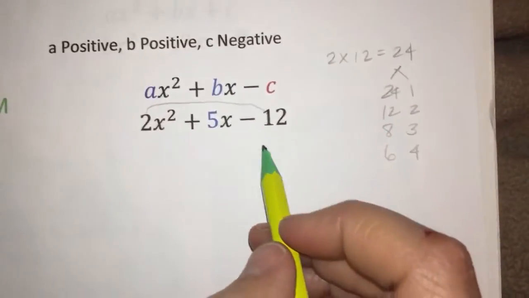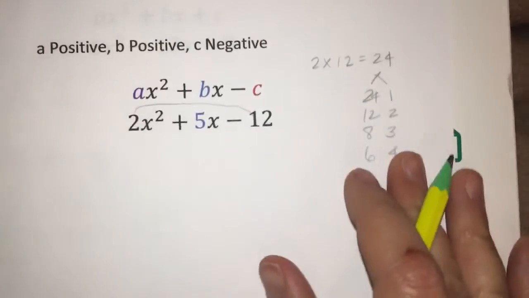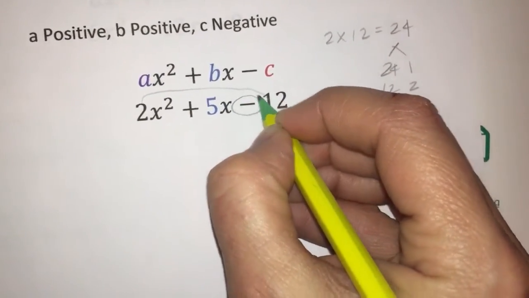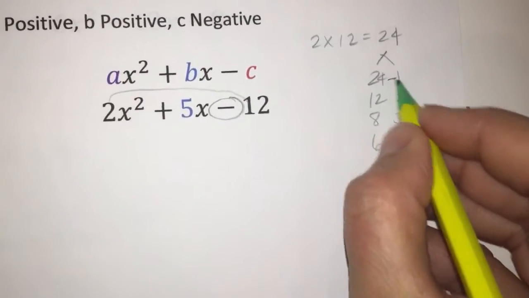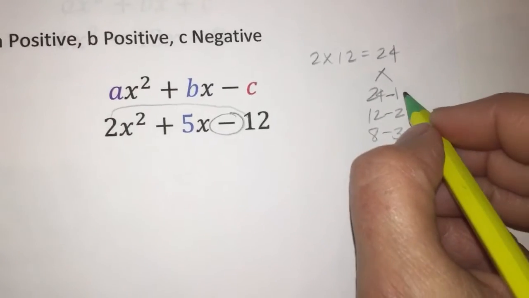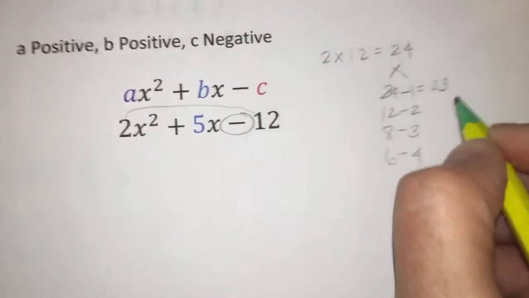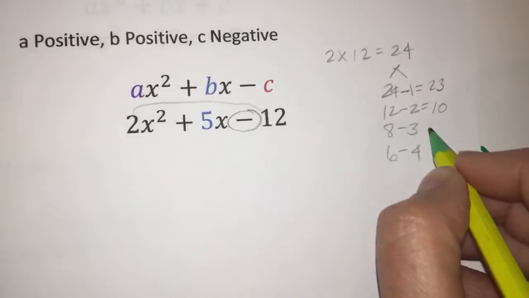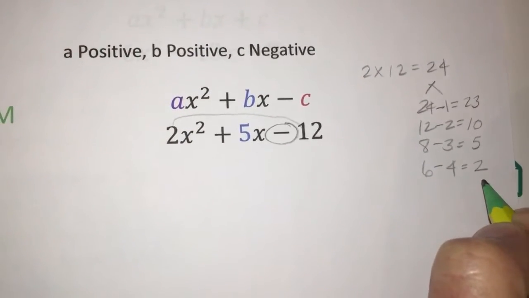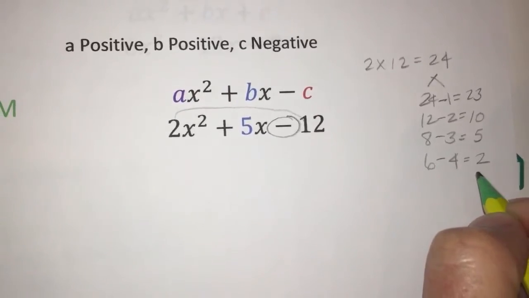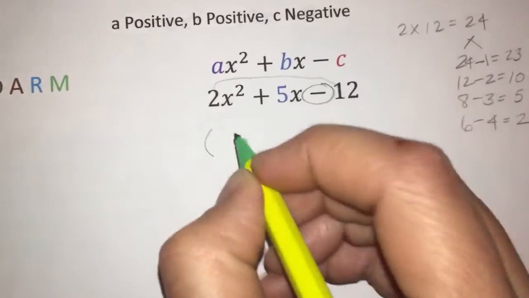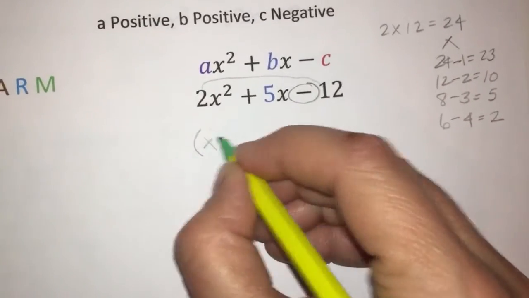Now what I have to determine is, what is the value of my C term? My C term is negative. That means that I'm going to find the difference of all of these factors. So I've got 23, 10, 5, and 2. Once I'm done with this, I'm going to write my two sets of factors here.